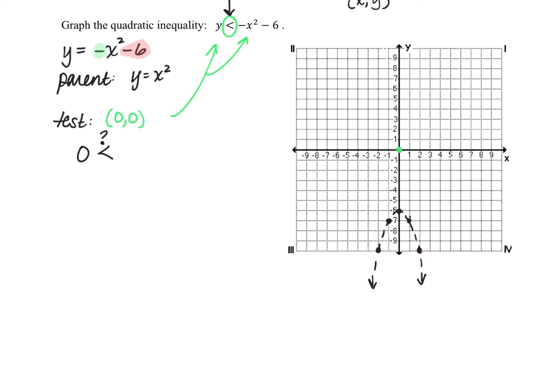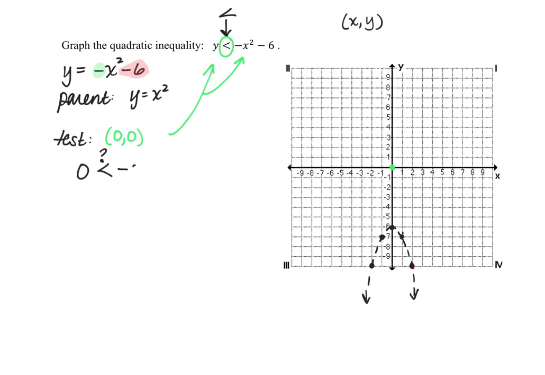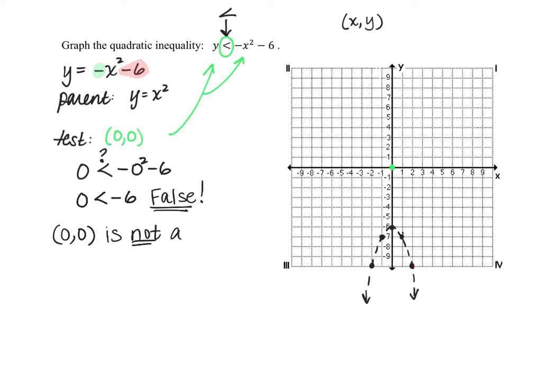So I'm going to put a question mark on top of my inequality. Is 0 less than negative 0 squared minus 6? So that simplifies to the statement 0 is less than negative 6. And we're wondering if this is true or false. Is 0 smaller than negative 6? And it is not. So this is definitely a false statement. So what that means, since I got a false statement, is that this coordinate that I tested, 0, 0, is not going to be a solution to the inequality that we were given.